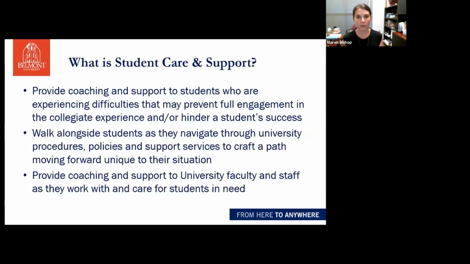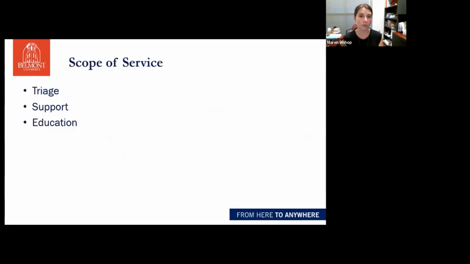So our office, what we aim to do is provide coaching and support to students who are experiencing difficulties that might prevent them from engaging fully in their Belmont experience. We walk alongside these students as they navigate university procedures and policies and get access to the support services that they need. And we also work with and provide support for our university faculty and staff as they care for our students. So for our scope of service, we focus on 3 areas: triage, support, and education.